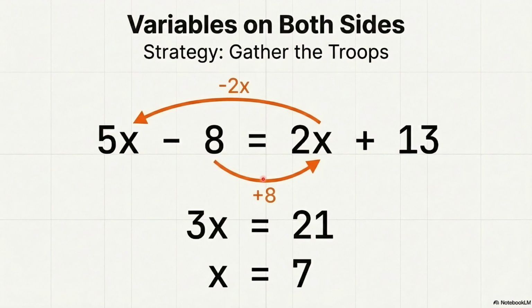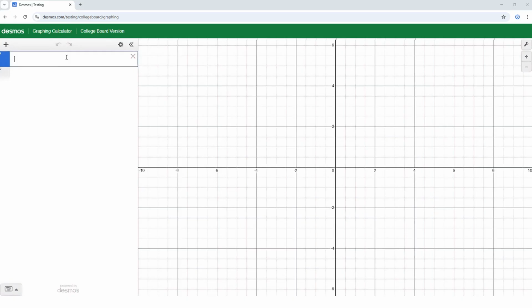Then we gather the troops, meaning we can combine similar terms. So let's subtract 2x from 5x and let's add 13 with 8. Then we can easily get 3x equals 21. Then if we divide both sides by 3, that's it. We'll get our answer. Now let me show you how you can solve the problem on Desmos very easily.